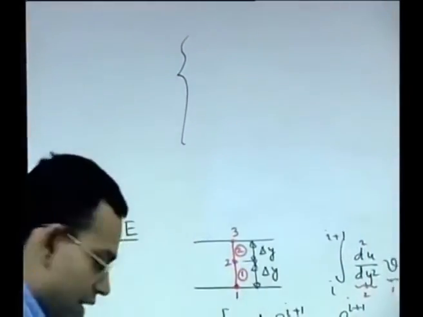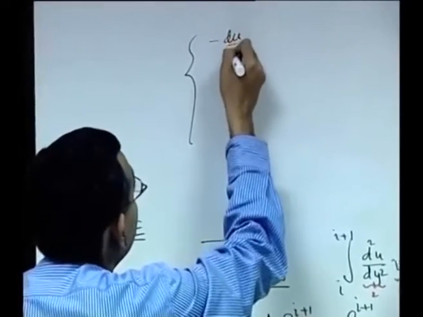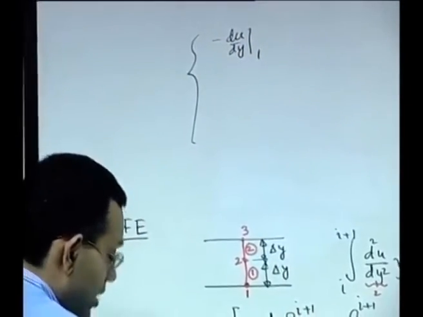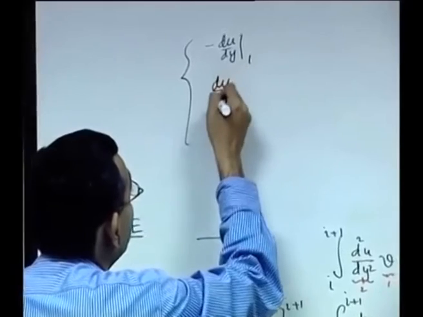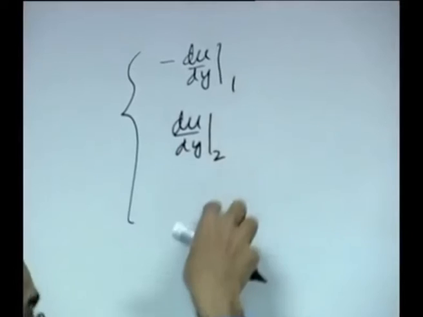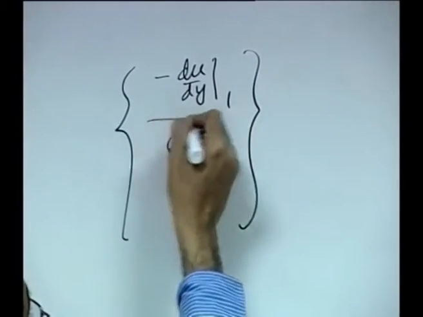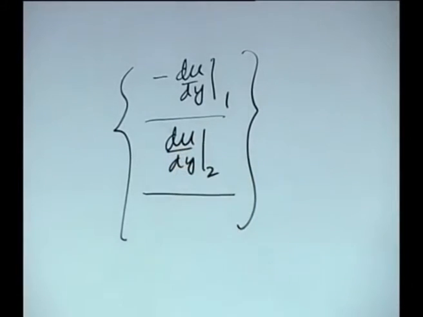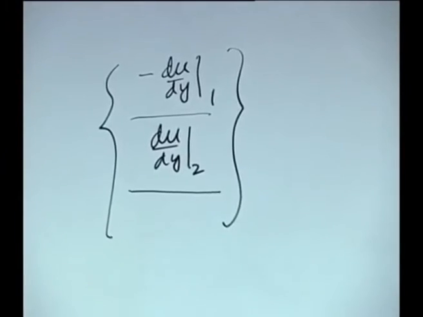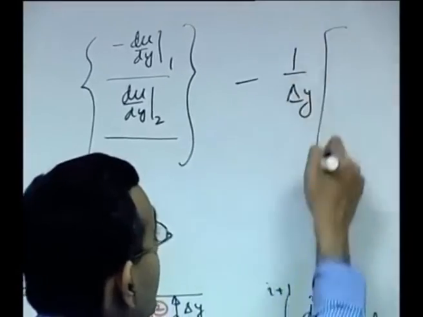then we can write minus du dy 1, next term is du dy 2. We will add the effects of the second element subsequently, but first let us write the corresponding entries. How many entries are there? 3 entries here, because there are 3 nodes and the corresponding stiffness matrix will be 3 by 3.